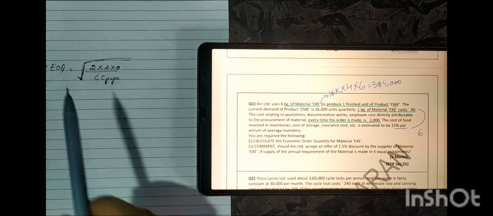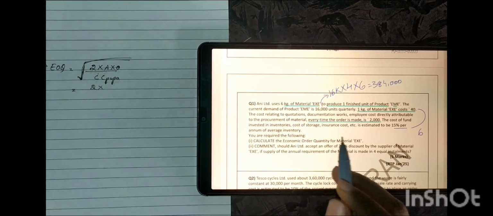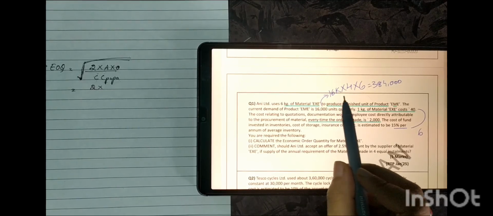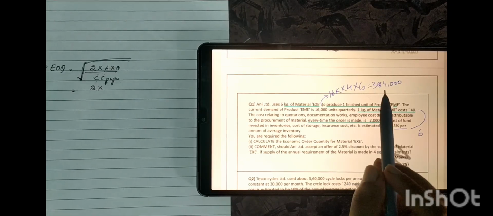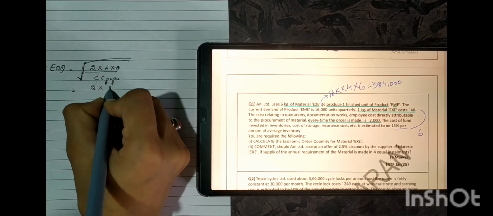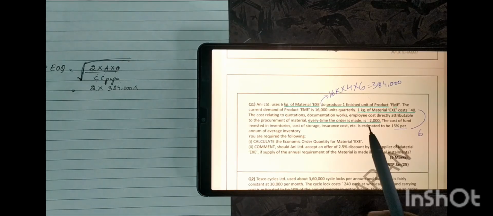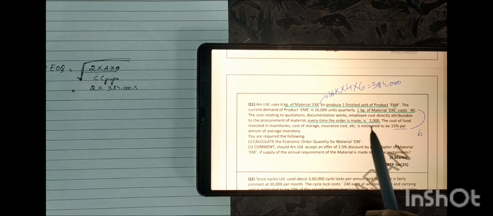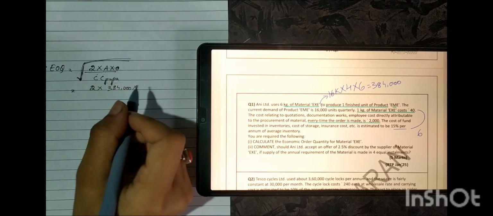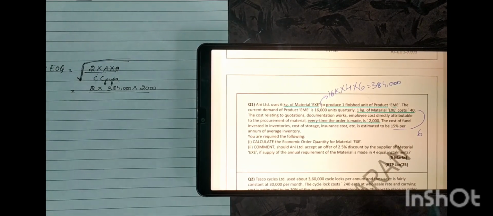Okay. So with this, let's solve the question. So what is it? 2 into what is the annual demand? It is 16,000 quarterly. So 16,000 into 4 into what is the raw material we required for one finished unit? It is 6. So into 6 it comes out to be 3,84,000. So the annual demand is 3,84,000 into what is the ordering cost per order. Every time the order is made, it costs us 2,000 per order. So it is 2,000 upon carrying cost per unit per annum.